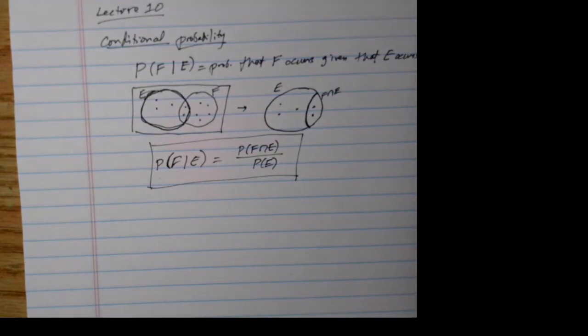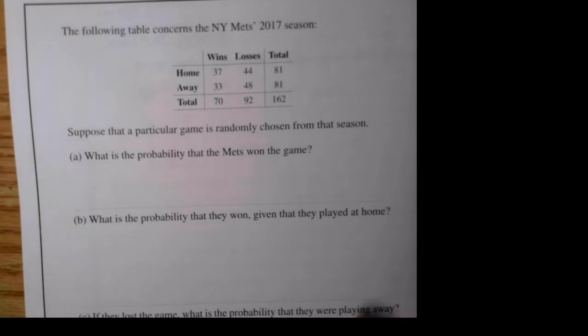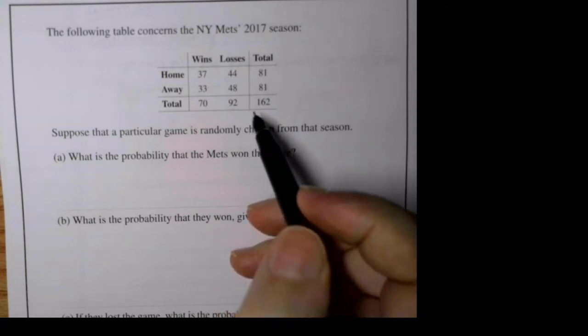Here's another one. Conditional probability from a contingency table. These are actually usually easier to compute than the other sort. This table here shows some stuff about the New York Mets 2017 season. It's divided into the rows home and away: 81 games were played home, 81 were also played away, and wins and losses. They won 70 and lost 92. And that means they played 162 games altogether.